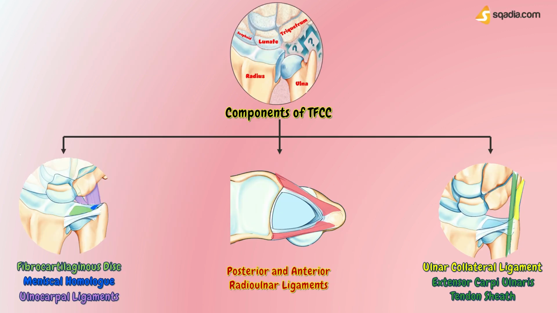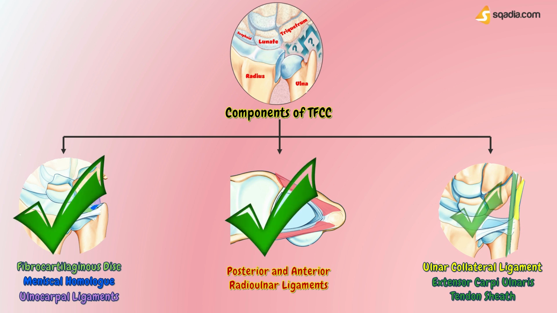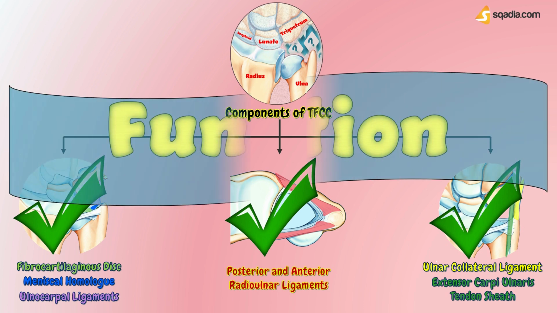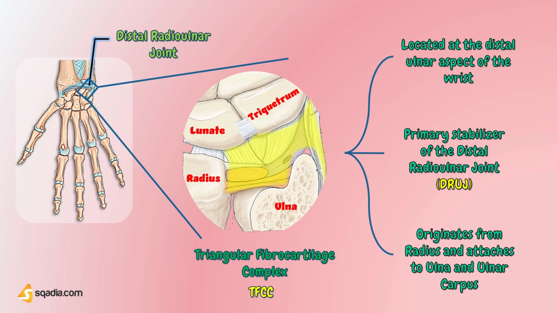Now that you know the components that make up the triangular fibrocartilage complex, let's talk about its importance and function. The triangular fibrocartilage complex serves 3 crucial roles that I briefly mentioned before. The primary purpose of this intricate soft tissue complex is to confer stability between the ulna and radius at the distal radioulnar joint. So, most importantly, it stabilizes the distal radioulnar joint.